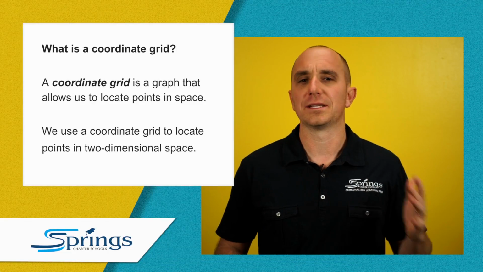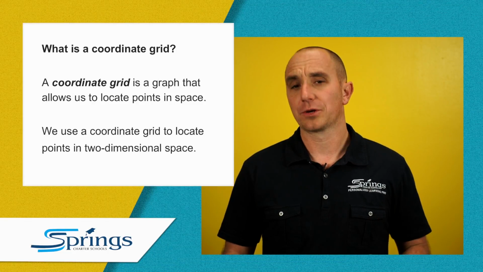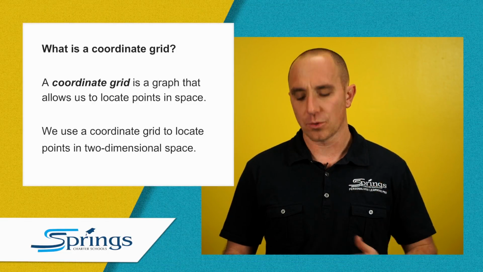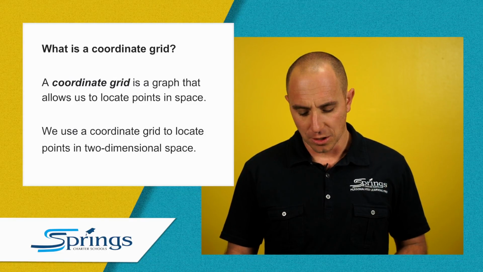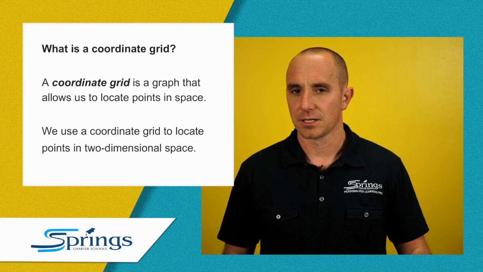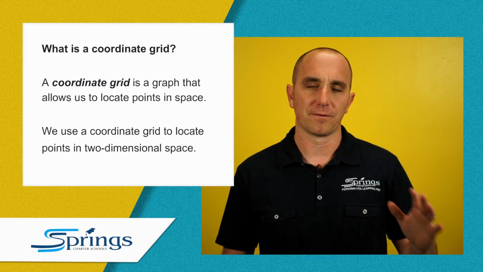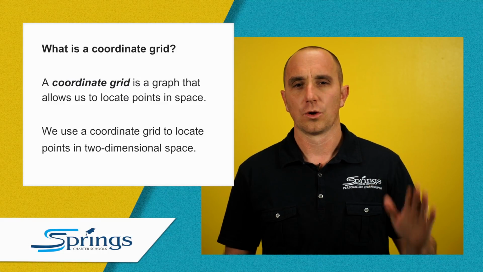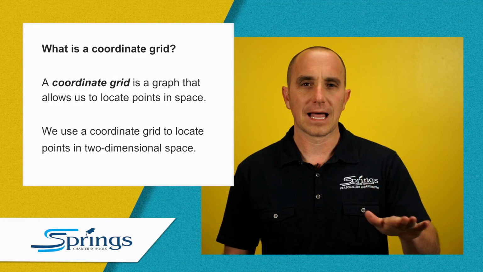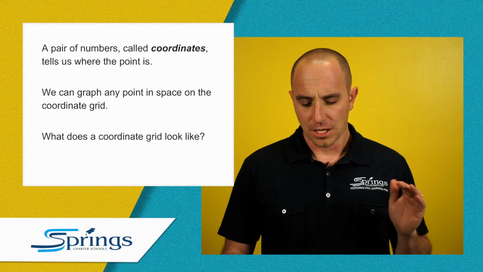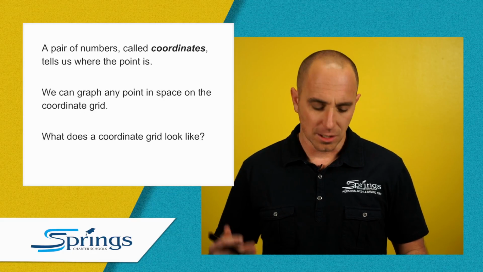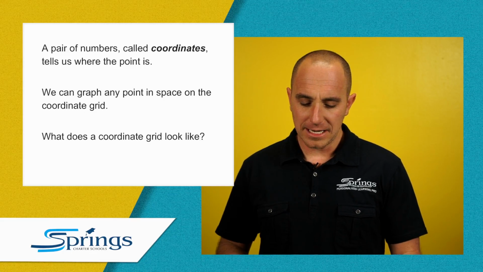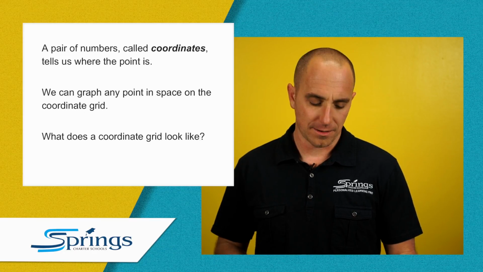Okay, so coordinate grids. First off, what is a coordinate grid? A coordinate grid is a graph that allows us to locate points in space. We use a coordinate grid to locate points in two-dimensional space. Like when we were talking about figures before, we were talking about three-dimensional objects. Now we're just talking about two dimensions, a flat plane. A pair of numbers called coordinates tells us where the point is located. We can graph any point in space on a coordinate grid.